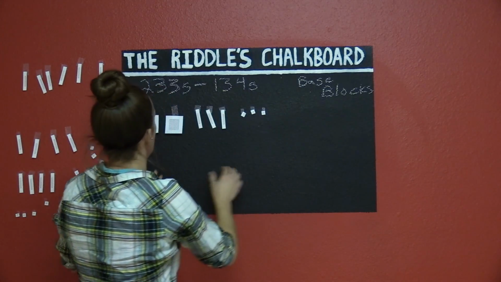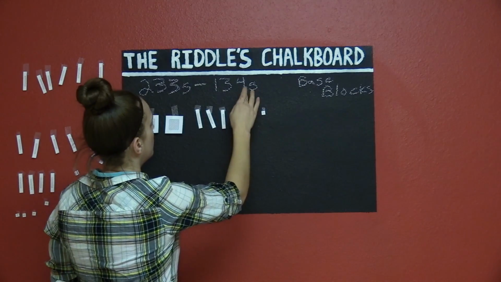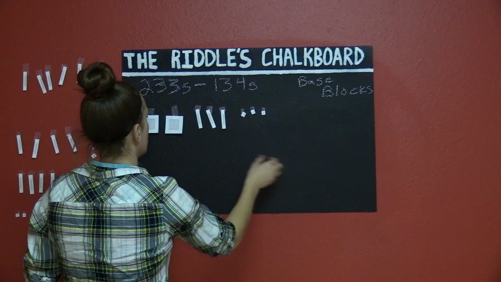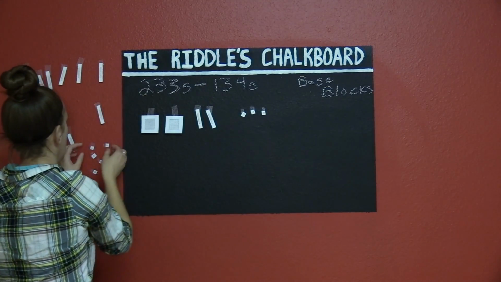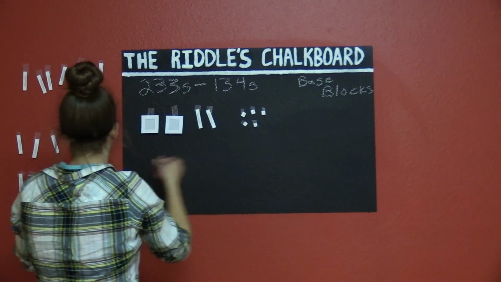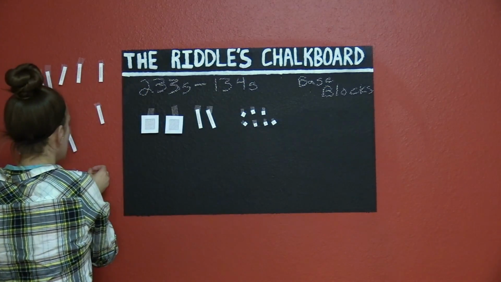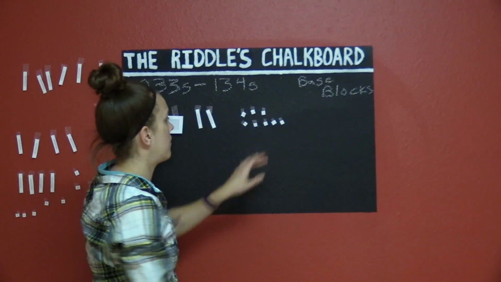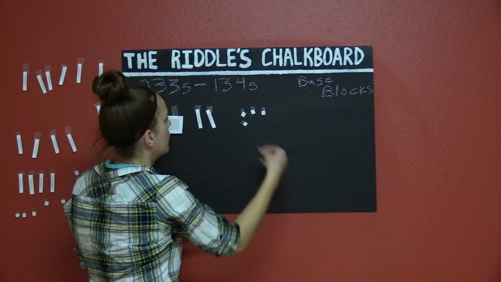Okay, so from 233 base 5, we need to take away 4 from the units. But there aren't 4 units there, so we need to regroup and trade in a rod for 5 units because this is worth 5. So we'll get 1, 2, 3, 4, 5. Okay, now we can take 4 away because we have enough. So 1, 2, 3, 4.